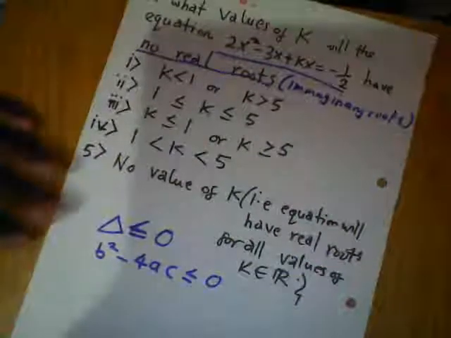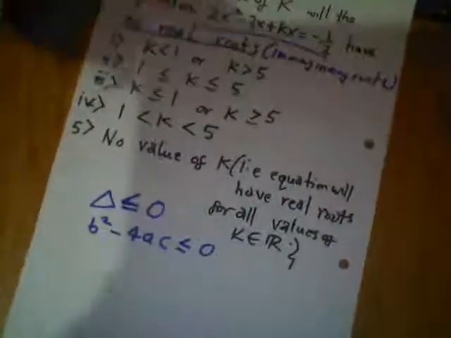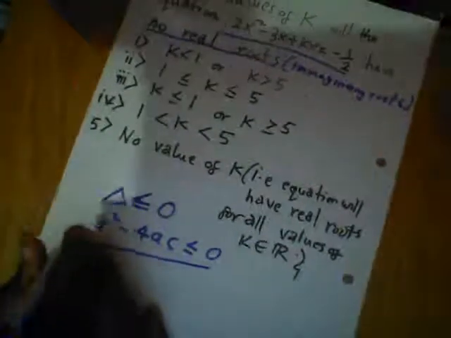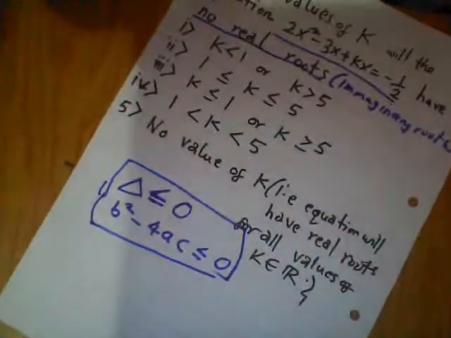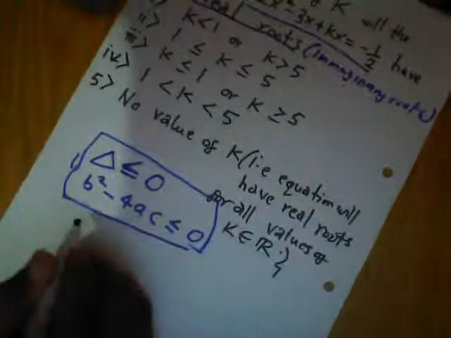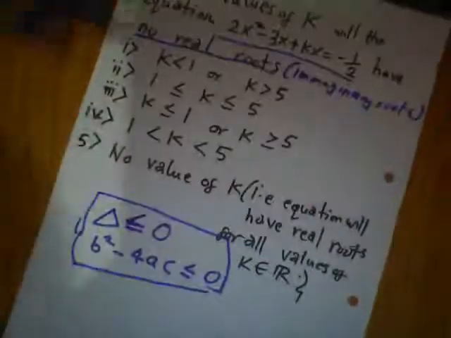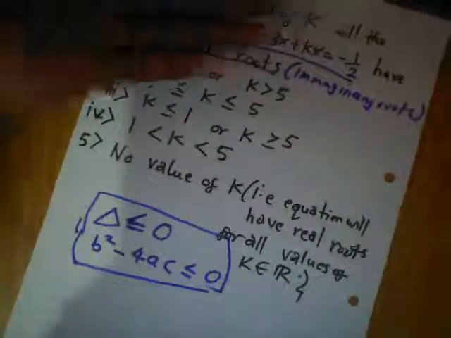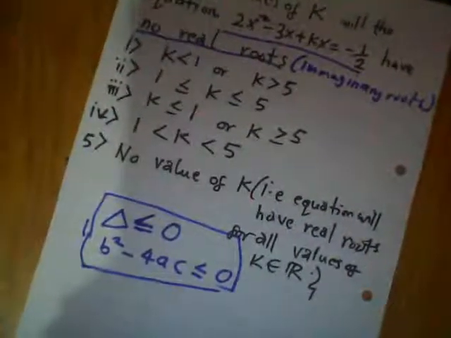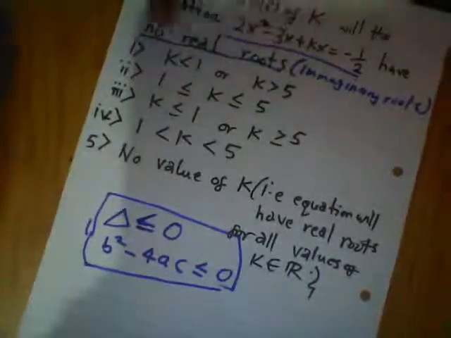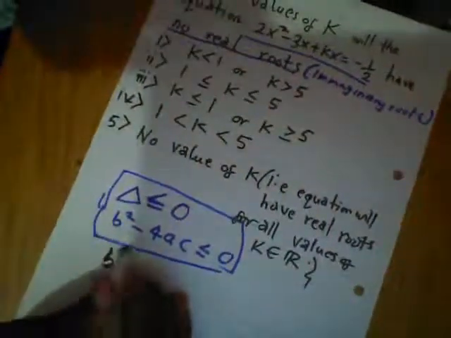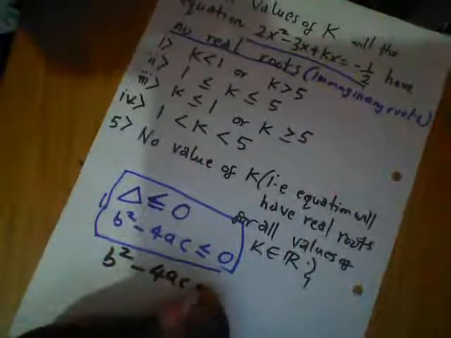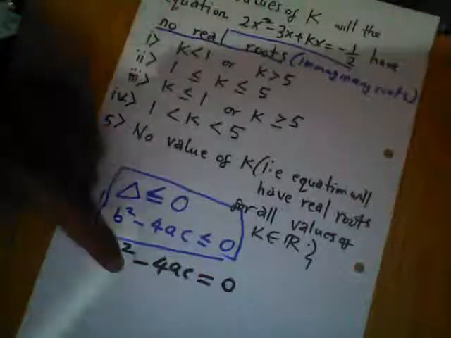First of all, I'm going to have to rearrange this quadratic in the standard form of a quadratic. This is what you need to know for now. If you don't understand this part, please go back to my video and check imaginary and real roots. For imaginary roots, which are not real roots, you use b squared minus 4ac less than 0. And for equal roots, you say b squared minus 4ac is equal to 0. That's for equal real roots.